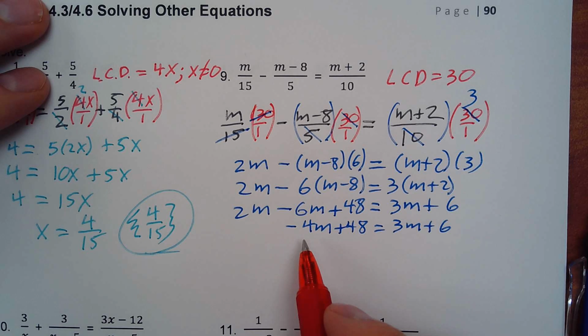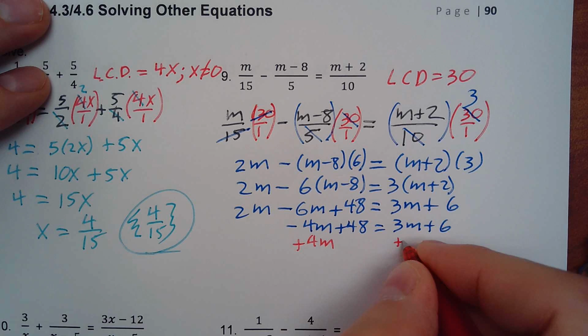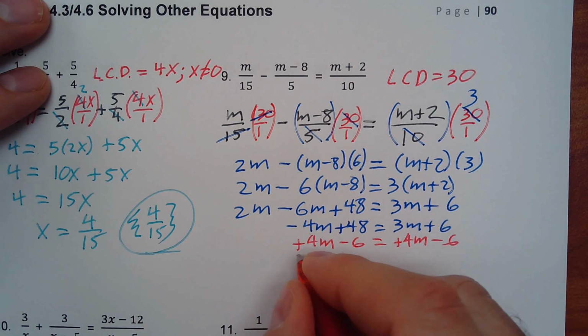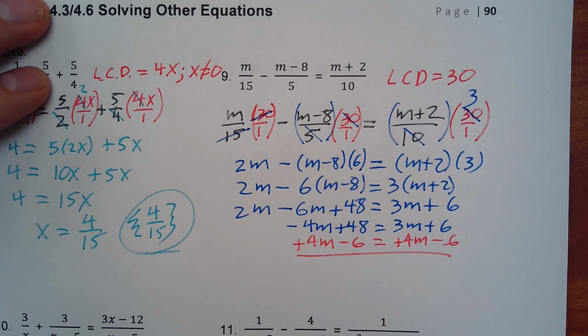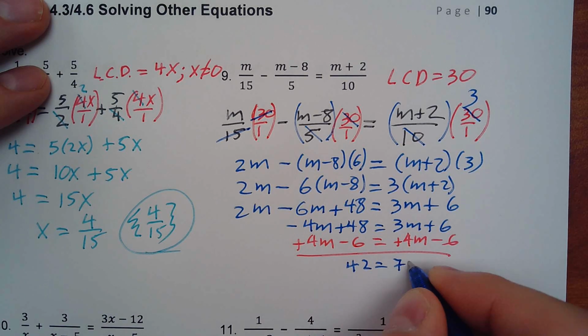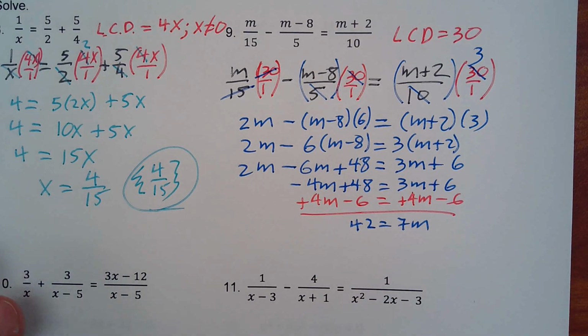So then let's go ahead and add 4m to both sides, and I'm going to subtract 6 from both sides. So that gives me 42 equals 7m. And then we're going to divide by 7.